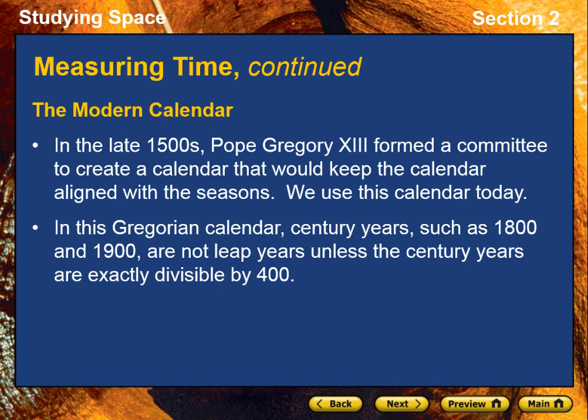In this Gregorian calendar, century years such as 1800 and 1900 are not leap years unless the century years are exactly divisible by 400. Thus, 2000 was a leap year even though it was a century year. However, 2100, 2200, and 2300 will not be leap years.